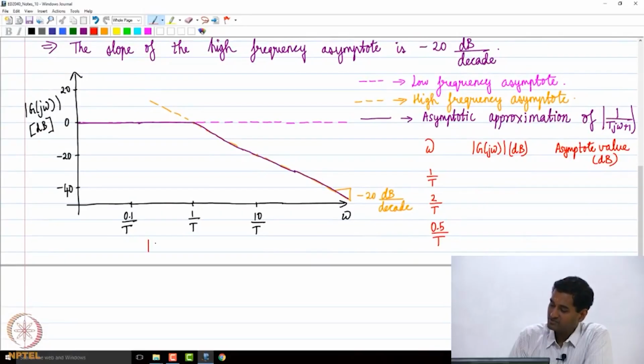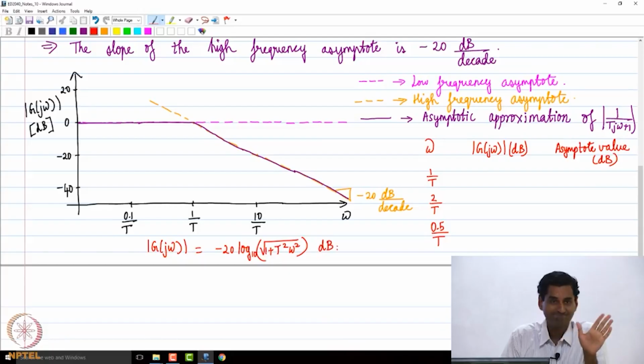Please note that the actual magnitude of G of j omega in decibels is going to be minus 20 log to the base 10 of square root of 1 plus T squared omega squared. This is as it is, no approximation. Now substitute omega equals 1 by capital T. What do you get? You get log of square root of 2, which you can say is minus 10 log of 2. What is log of 2? 0.3010, to the base 10. So this is going to be minus 3.01 decibel.